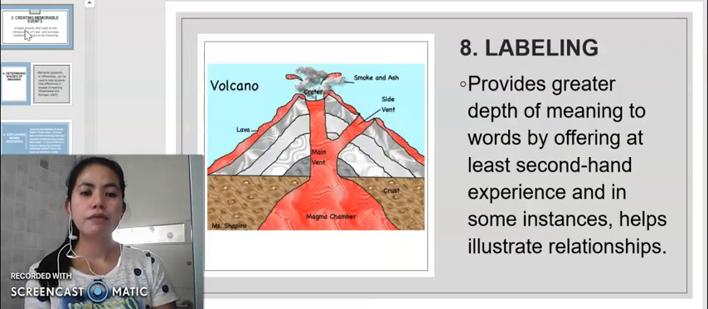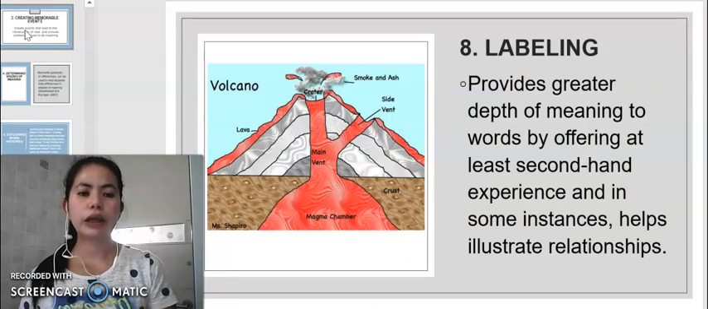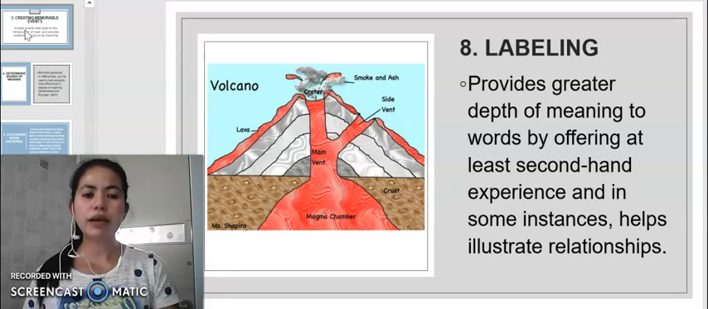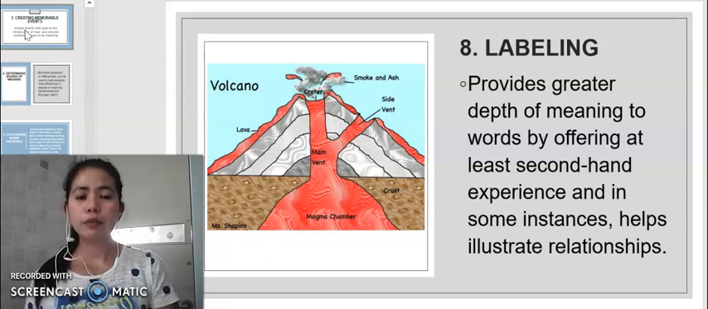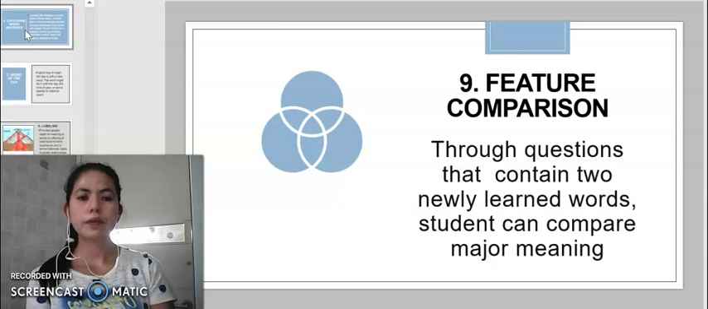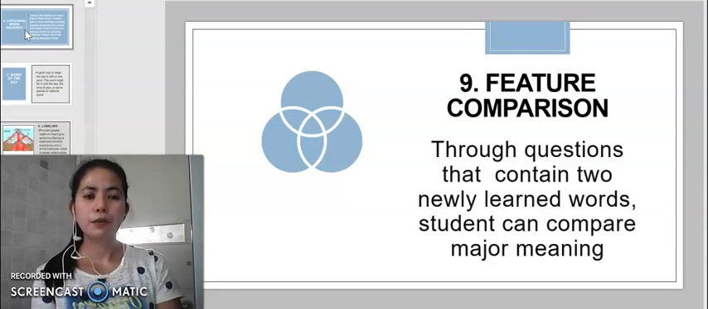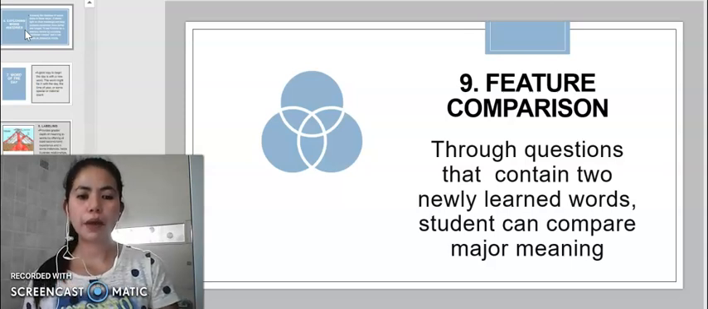Number 8, labeling provides greater depth of meaning to words by offering at least second-hand experience, and in some instances helps illustrate relationships. So as you can see in the picture, there is a volcano illustration in which each part has a label that helps the students to understand the volcano. Number 9, feature comparison. Through questions that contain two newly learned words, students can compare major meanings.